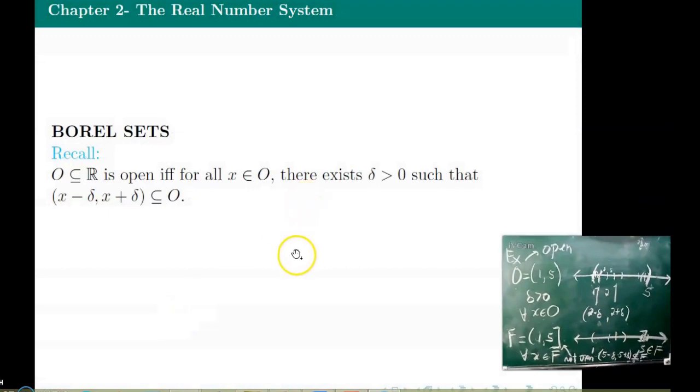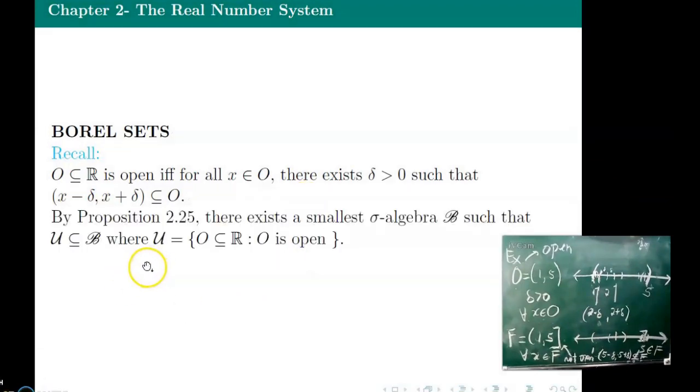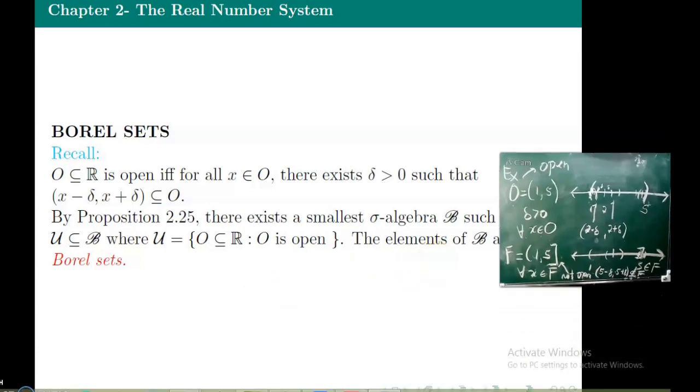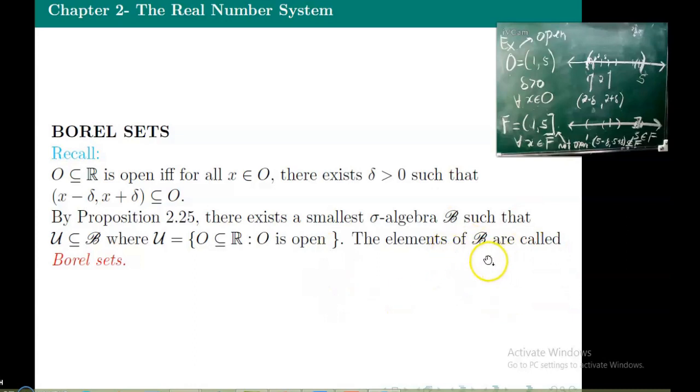Okay. So let's use proposition 2.25. It states that there exists a smallest sigma algebra, which we denote as script B, such that the collection of all open sets is contained in the sigma algebra script B. This is our script U, which is the collection of all open sets in R. The elements of script B are called Borel sets.